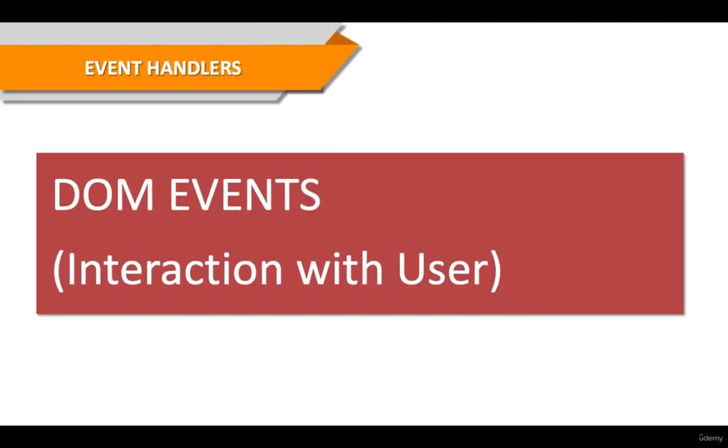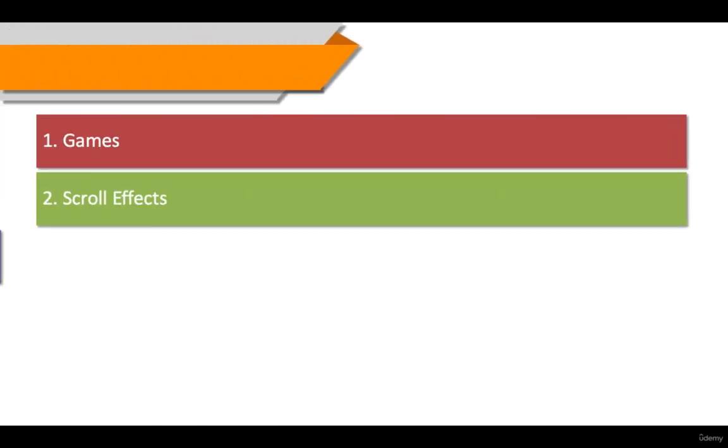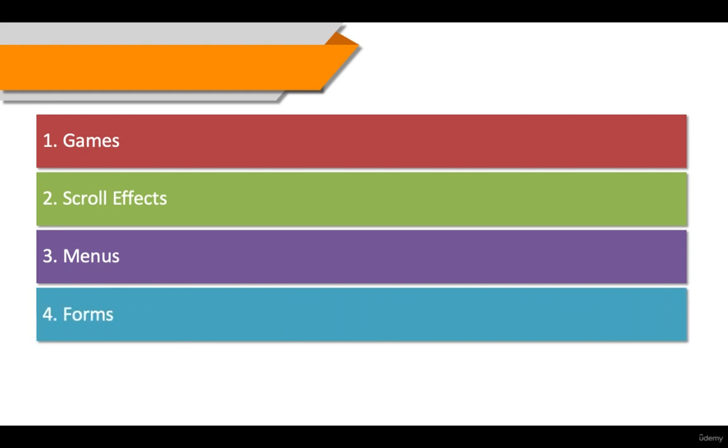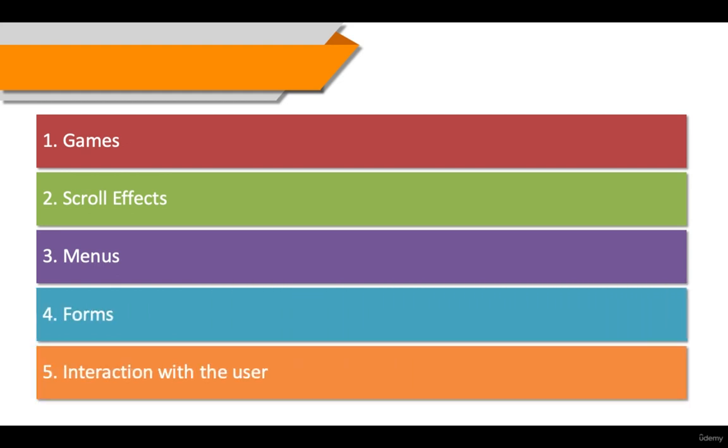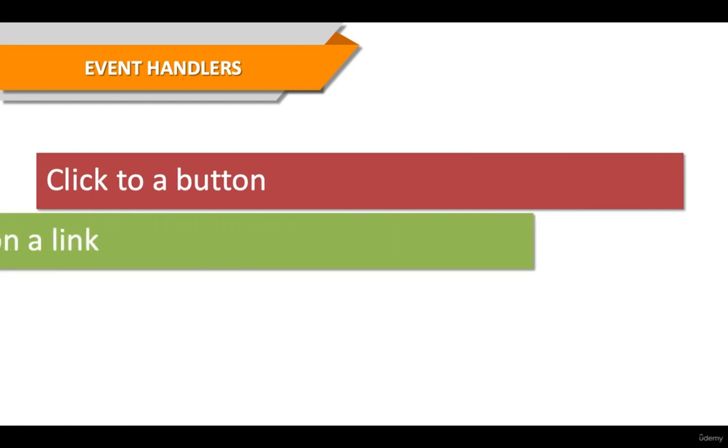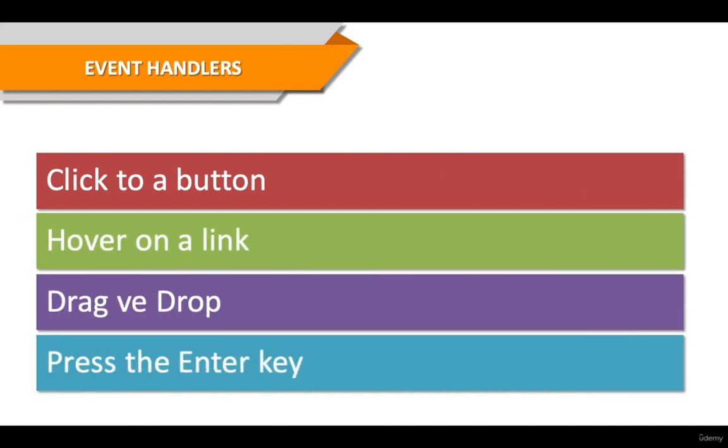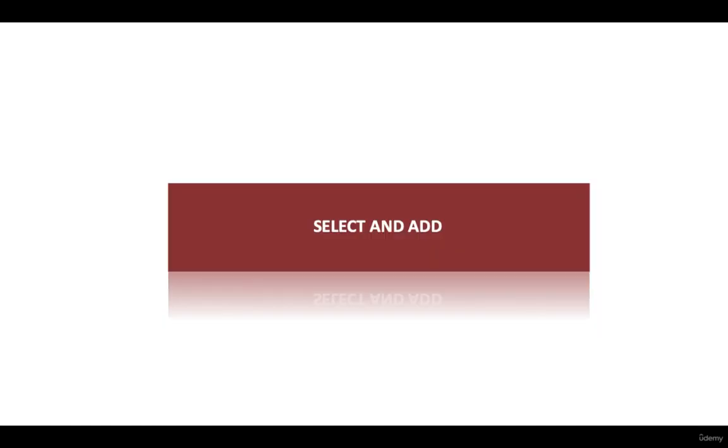And then we dug into event handlers. We talked about how we can use them in games or while making a scroll effect or in menus or in forms. We can use them basically wherever there is user interaction. Now, some of the event types include click, hover, drag and drop, pressing the enter key, and in the very last video, we used mouse over and mouse out events as well.